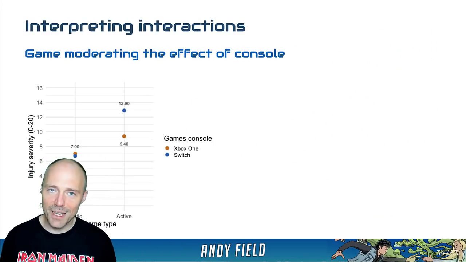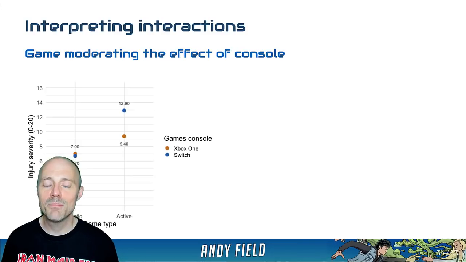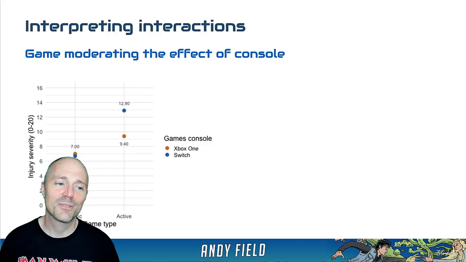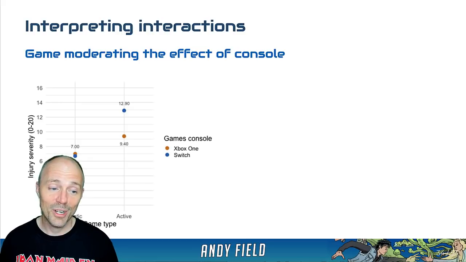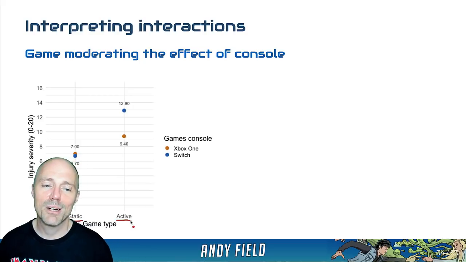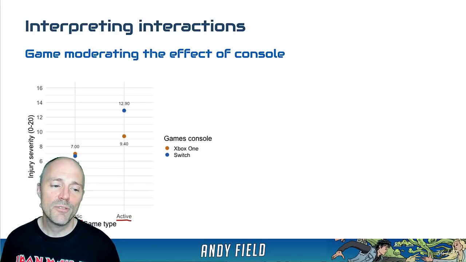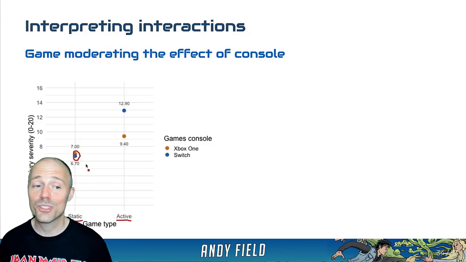You can also flip this around the other way and ask, how does the type of game moderate the effect of console? So I've replotted, they're exactly the same means. The values on this plot are the same as on the previous plot. But what's different is that I've now arranged the static means on the left and the active means on the right. And the coloured dots now represent Xbox versus Switch. So first of all, let's look at static games. What is the effect of console when the game is static? Well, you can see the effect is basically 0 there because the dots are in sort of the same place.